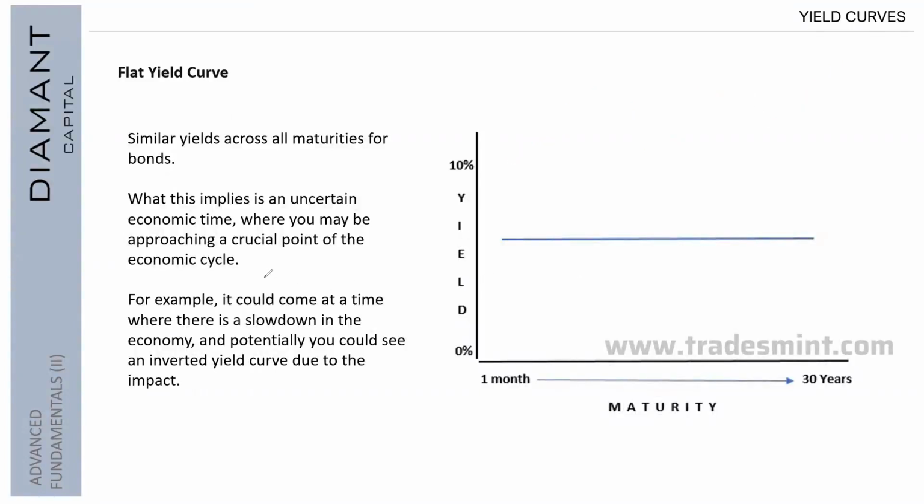Now, for example, it could come to a time where there is a slowdown in the economy, and potentially you can see an inverted yield curve due to the impact. So just in reference to that again, the flat yield curve, so this is where the normal yield curve would occur because the economy is growing. Eventually, you're going to get to a flat yield curve before the inverted. Then if the flat yield curve continues and the market is responding in that way, then you're going to get inverted, which signifies that you're going to be going into recession.